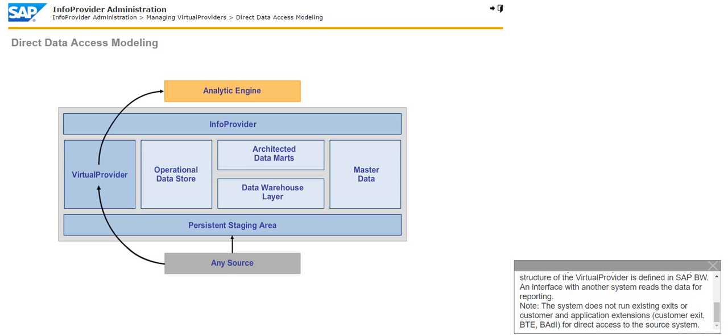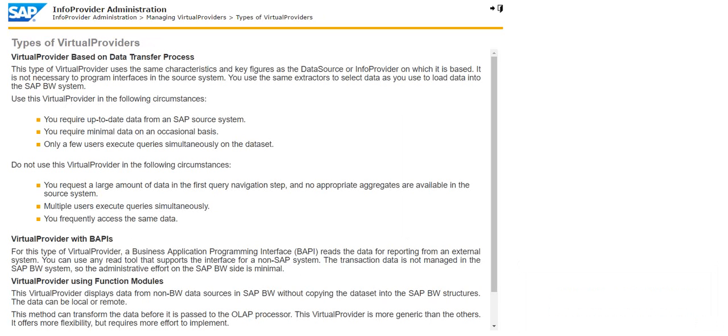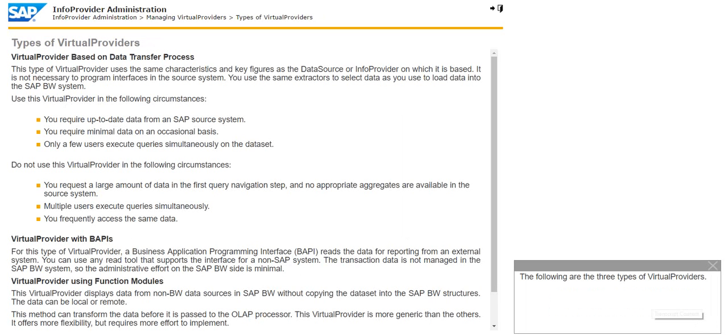Note, the system does not run existing exits or customer and application extensions such as Customer Exit, BTE, BAdI for direct access to the source system. The following are the three types of virtual providers.